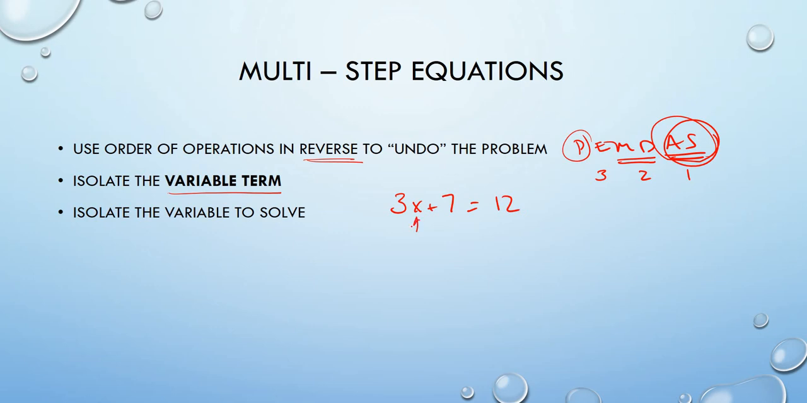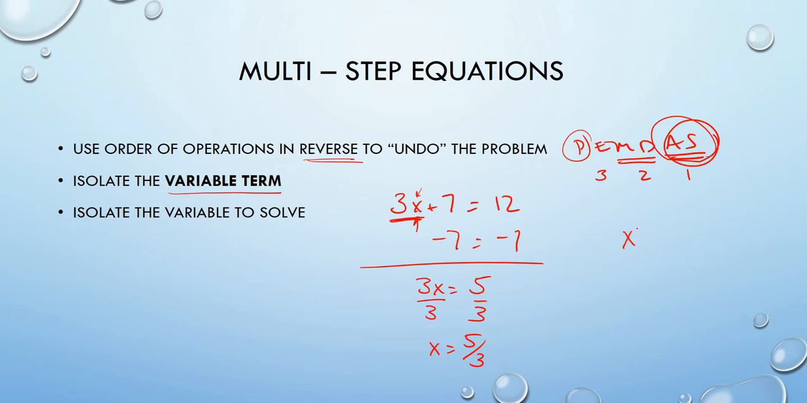So for example, if we have 3x plus 7 equals 12, we started with some number x and we multiplied it by 3, then we added 7 to it, and we got 12. So if I want to get back to the x, I need to isolate the variable term by first subtracting. So I'm going to undo the addition. 3x equals 12 minus 7, which is 5. So if 3 times x is 5, then if I divide both sides by 3, I will find my final answer.